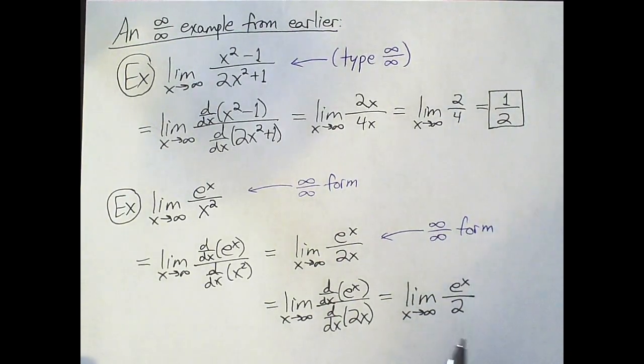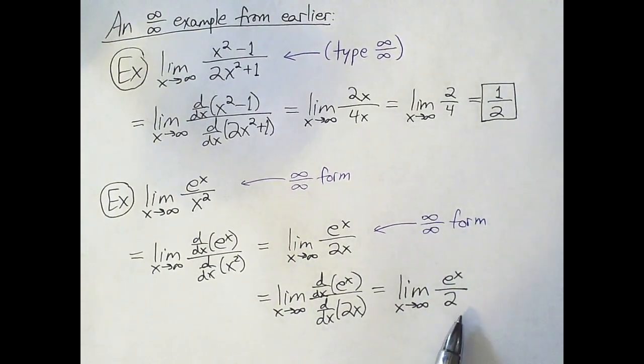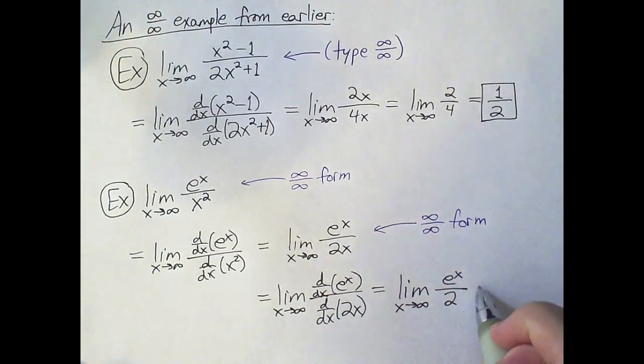Actually, look at this. This is not an indeterminate form anymore because the bottom is just 2. In fact, that 2 you could pull out front as a 1/2. So 1/2 times the limit as x goes to infinity of e to the x. Yeah, e to the x is approaching infinity. Multiplying by 1/2 or dividing by 2 is not really going to stop that. So the answer is infinity for this one.